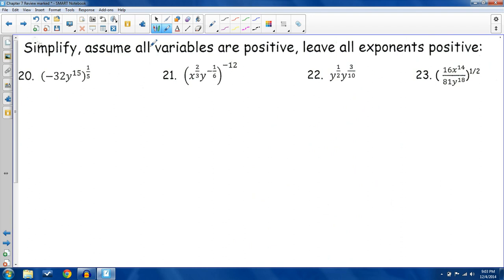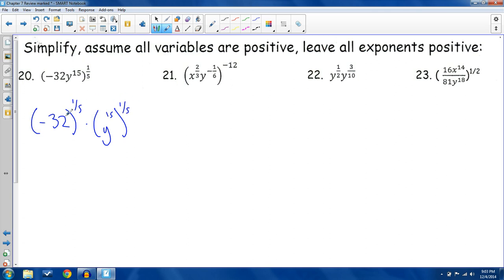Okay, simplify. Assume all variables are positive. Leave all exponents positive. Here's where we have to do some distribution. If you remember this property here, I'm going to distribute my exponents into individual components. Now, you have to distribute into every term that's being multiplied inside here, including the negative 32. That's something you cannot forget. First step, I'll just rewrite that so I've distributed first: negative 32 to the 1/5 times y to the 15th to the 1/5.